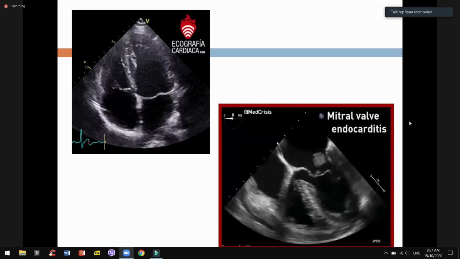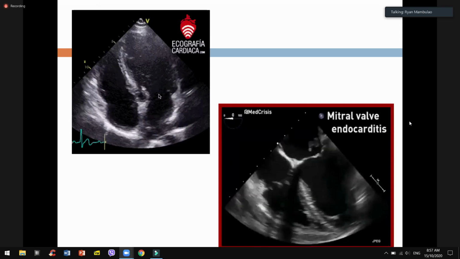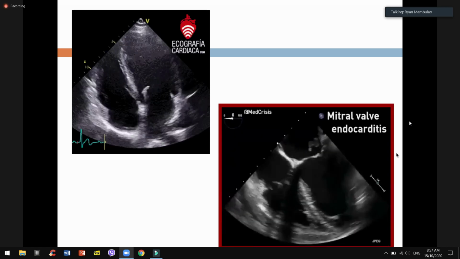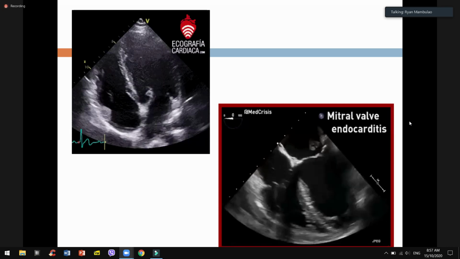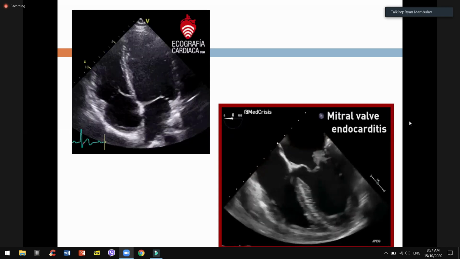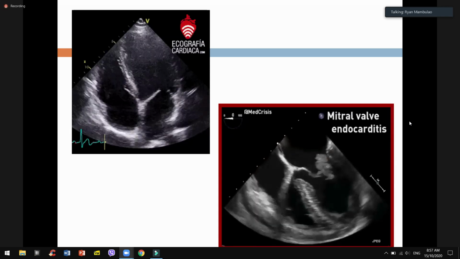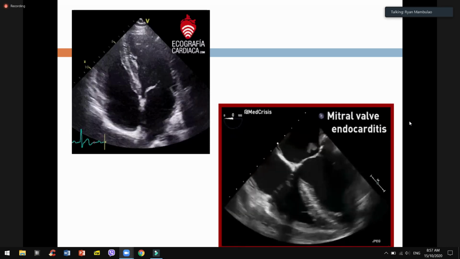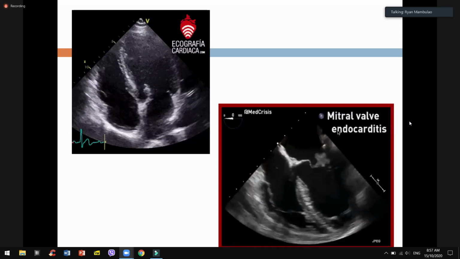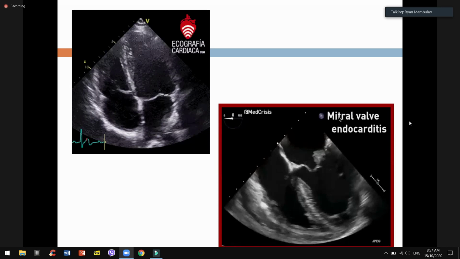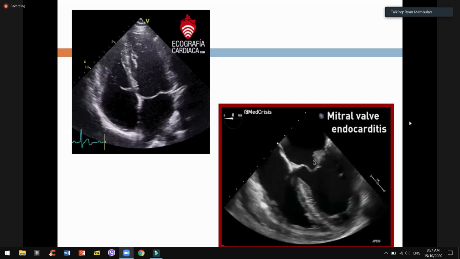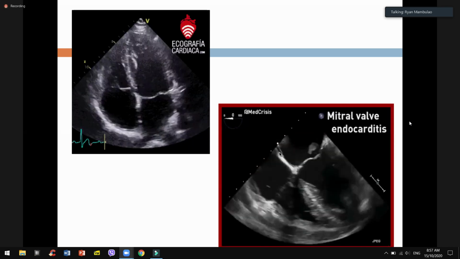Malinis, di ba? Pero tingnan nyo sa kanan, merong mass na nag-o-oscillate. So during systole, nandun siya sa left atrium. During diastole, sumasama siya sa flow papuntang LV, pero hindi siya nadidetach kasi naka-attach nga siya sa valve. So this is an indication na vegetation siya. Kasi ang thrombus, nandito siya sa left atrial appendage sa lateral. So galing siya doon, tapos pupunta siya dito, pabalik siya doon. Pag naman myxoma, attached sa septum, interatrial septum.